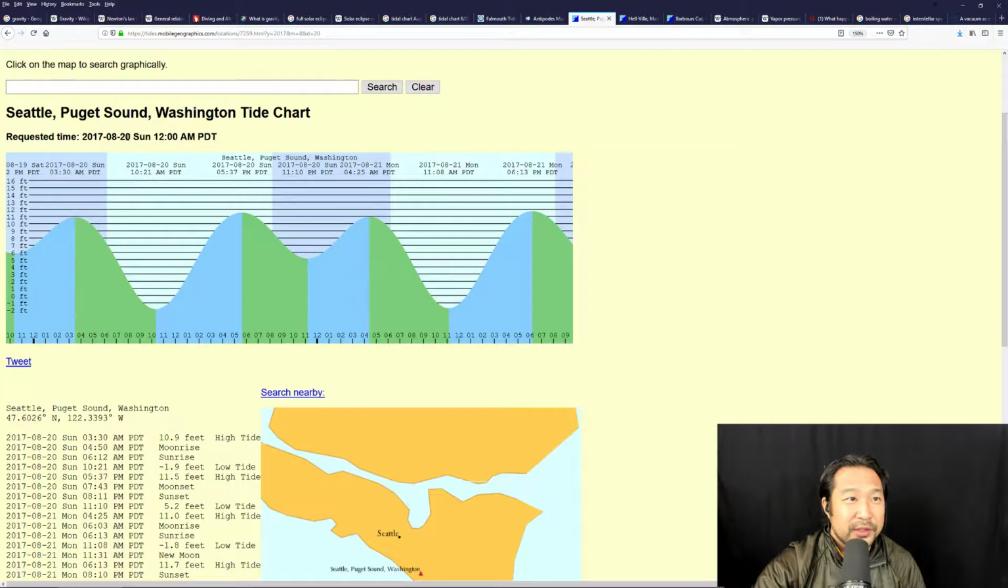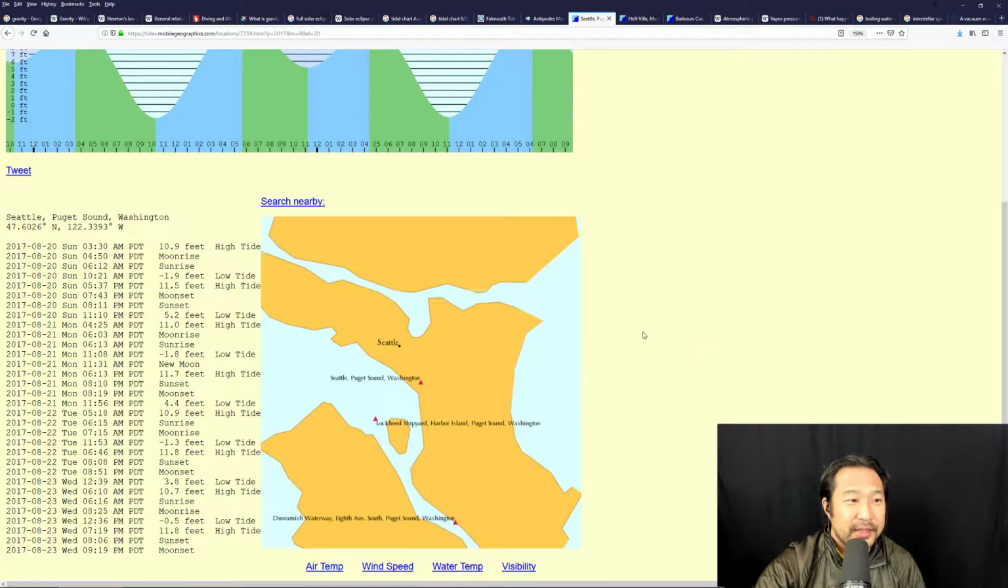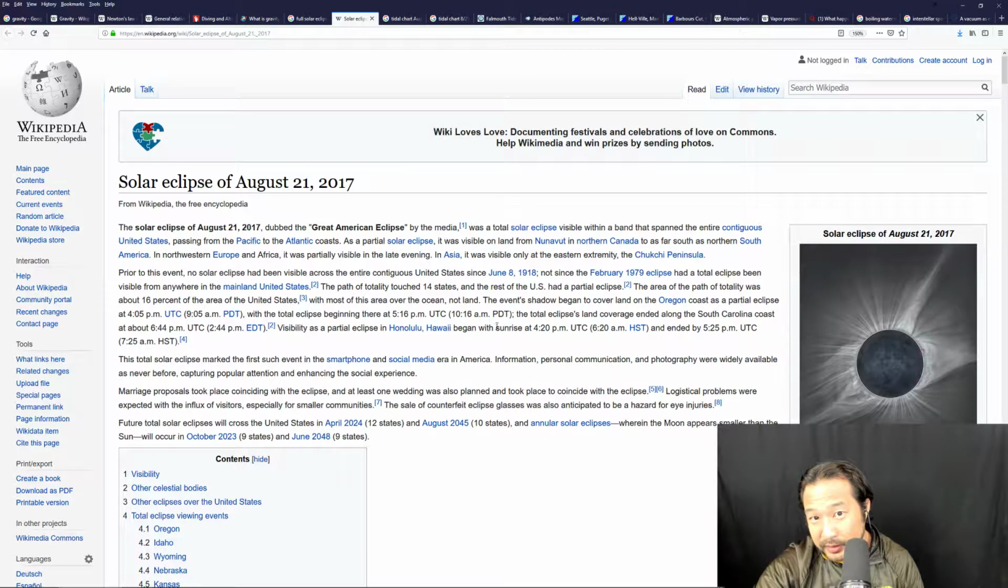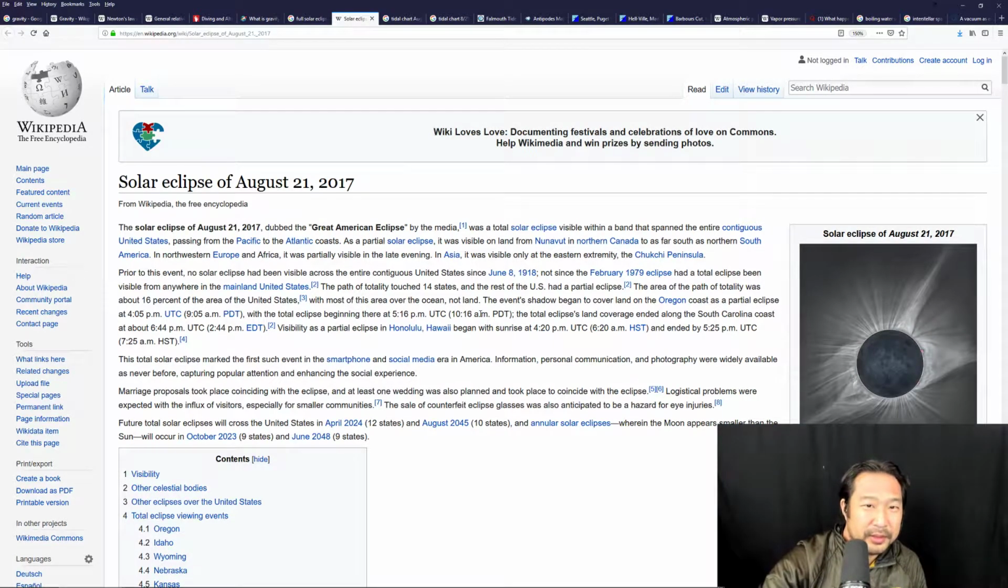This is on August 20th and gives you a 4-day forecast of tides: 20th, 21st, 22nd, 23rd. So on the 21st, if you look at the solar eclipse, you'll know that the eclipse starts at 10:16 PDT, and it ends at around 2:44. Let's see, oh, that's going UTC. Oh, okay, never mind. I got it.